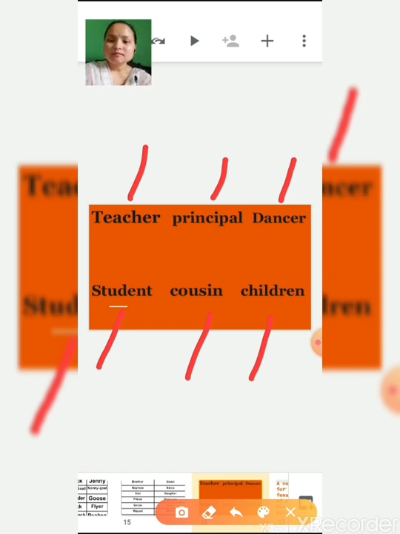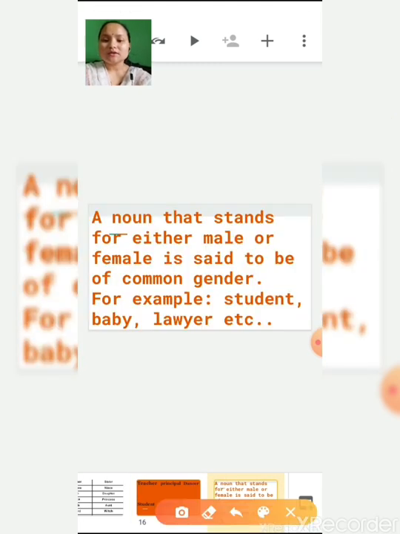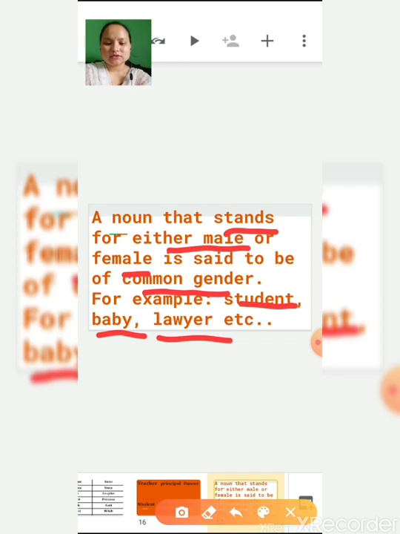Cousin can be male, can be female. Children can be male or can be female. So these types of nouns come under which gender? These types of nouns come under common gender. A noun that stands for either male or female is said to be of common gender. Examples: student, baby, lawyer, etc.